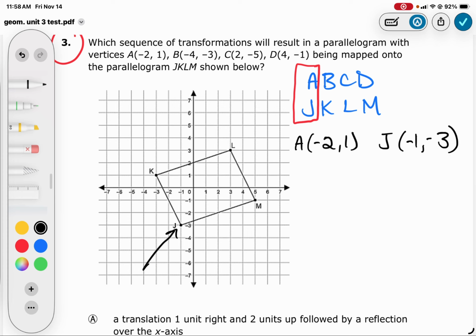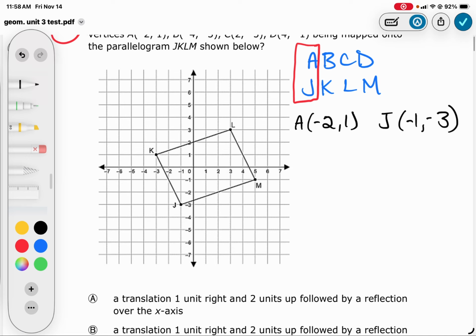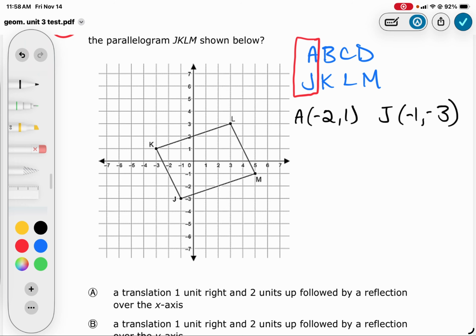All right. Now that we've got that identified, let's take a look at our answer choices here. Answer choice A says translate 1 unit right, 2 units up, followed by a reflection over the x-axis. Okay, so we'll take it step by step. I'll do the first part, the translating part. I'll underline that in yellow. So you have to start with A.